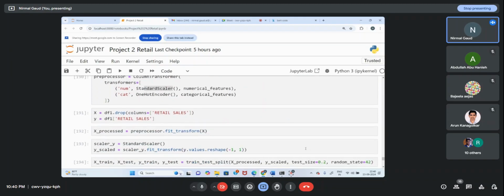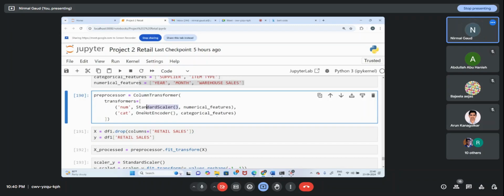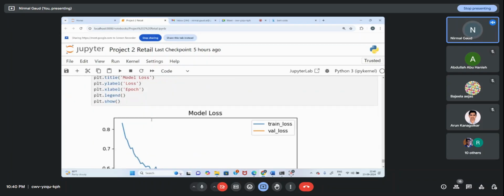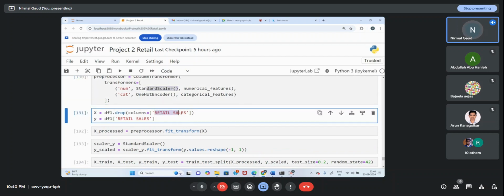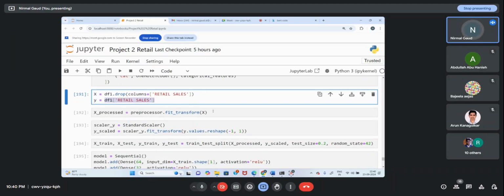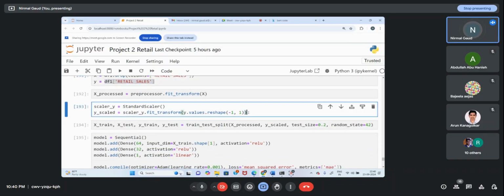Okay, in deep learning, you are doing one hot encoding, fine. You have to apply standard scaler. That's what you have to do in deep learning also. Retail sales is the target, so drop it from X, take it to Y. One more thing, I scaled retail sales also.